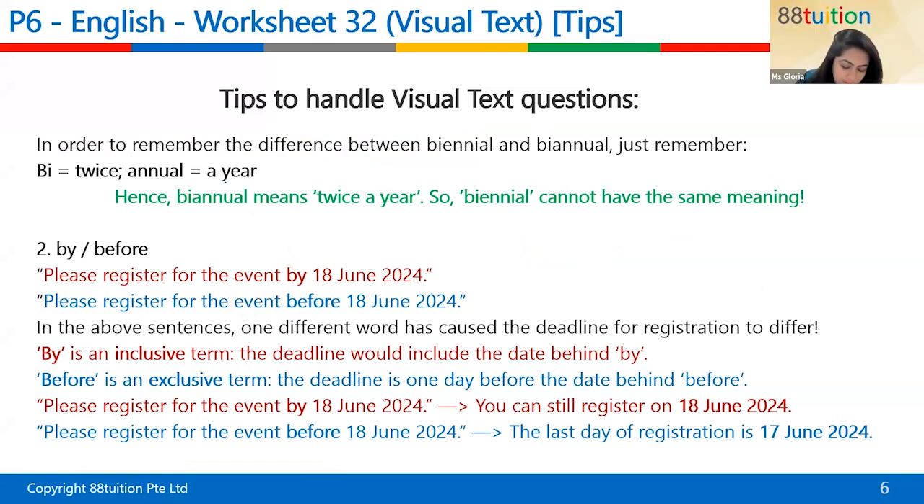Bi means twice, annual means a year. So it is very, very important that you remember terms like this, okay?